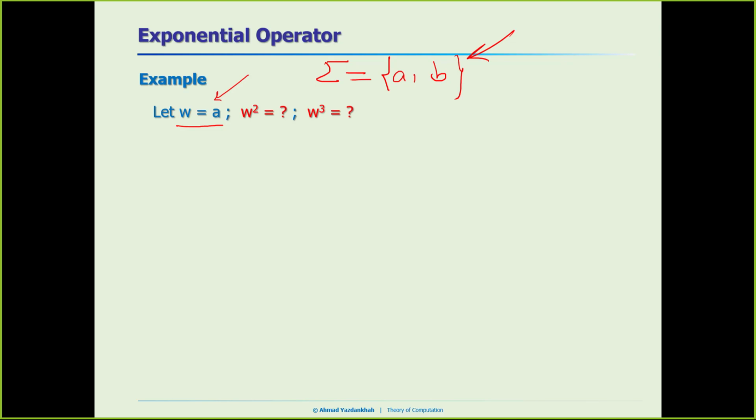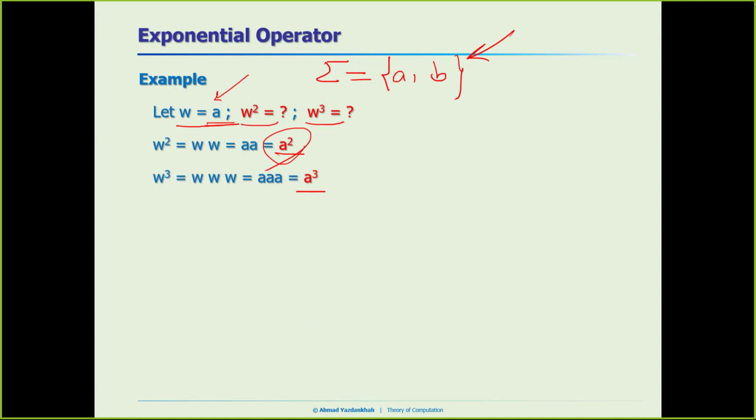So what is W square and what is W cube? Just concatenate this A twice. It will be A square. Pay attention that this is a string, not a number. It's not elementary algebra. And A cube looks like this.